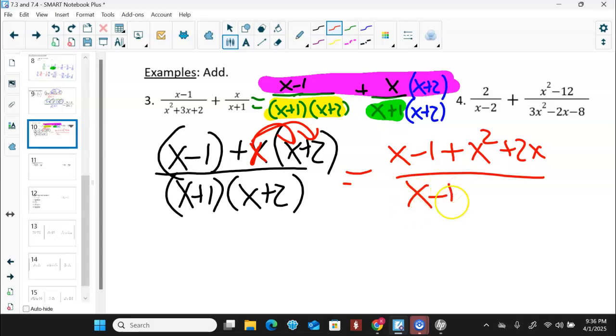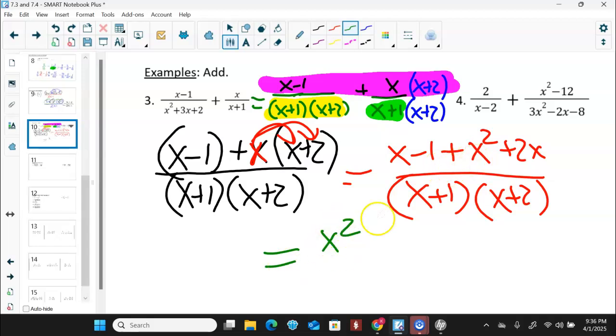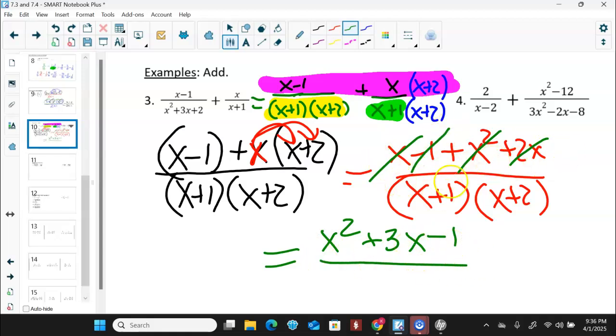And then the bottom, of course, again, we just keep repeating the bottom. It's just going to keep staying the same, okay? Now the last thing to do is combine like terms. So I got 1x squared here, okay? I got x and 2x. That's going to make it a 3x. And I got negative 1, okay? These are all the terms combined. And on the bottom, I got x plus 1 and x plus 2, okay? Now I'm done, all right?